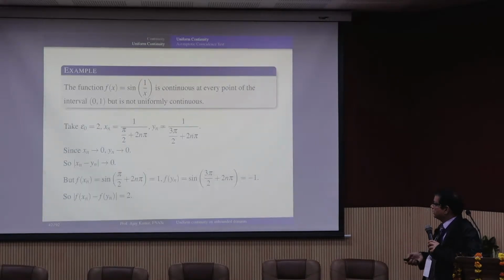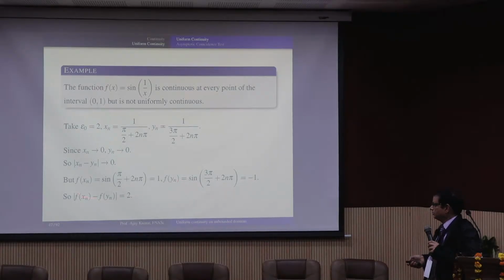So let's look at sine 1 by x. I have chosen two sequences, with epsilon naught being 2. xn is 1 upon pi by 2 plus 2n pi, and yn is 1 upon 3 pi by 2 plus 2n pi. One is the odd one, the other the even. Both xn and yn go to 0, so xn minus yn goes to 0. But f of xn is 1 and f of yn is minus 1.